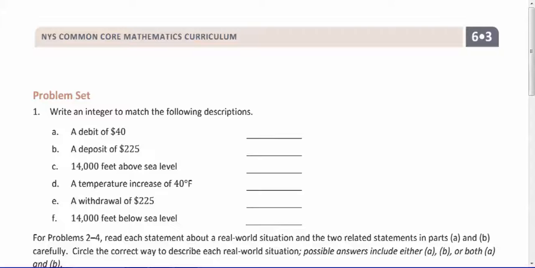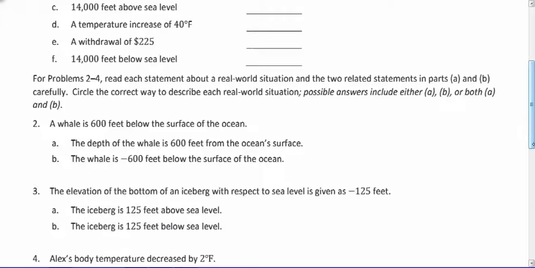So I had some kids in other classes just write positive or negative. You got to make sure you have the number, okay? So make sure you have the number for part 1, A through F. Part 2, 3, and 4 have this situation. This says, for problems 2 through 4, read each statement about a real-world situation and the 2 related statements in parts A and B carefully. Circle the correct way to describe each real-world situation. Possible answers include either A, B, or both A and B.